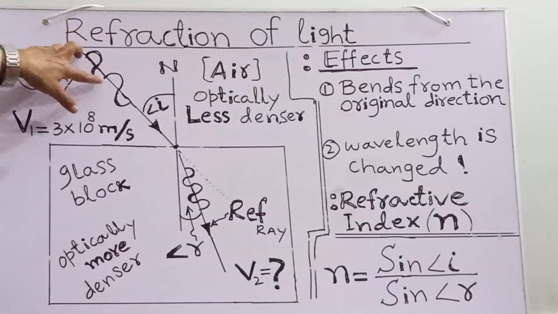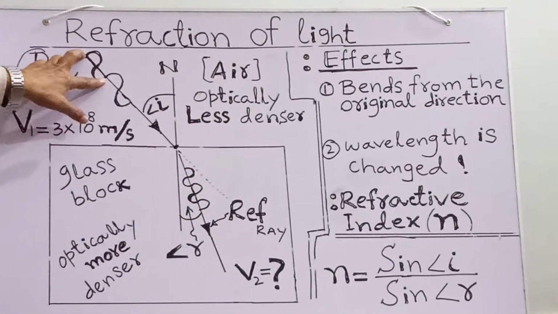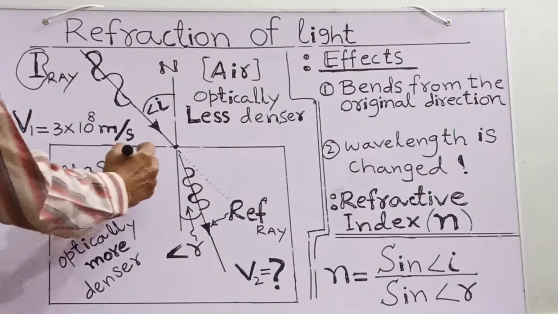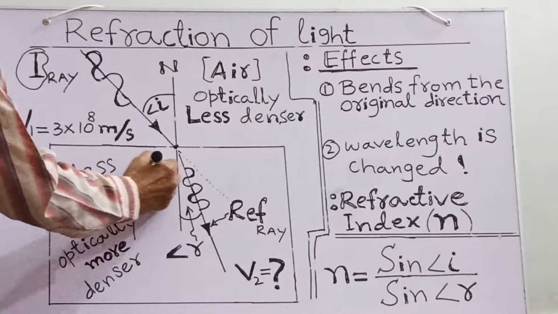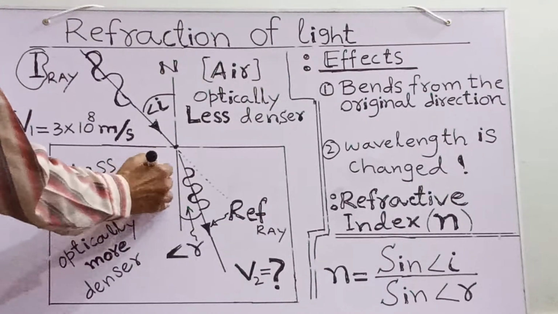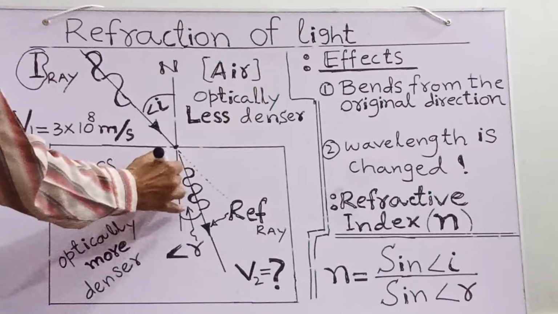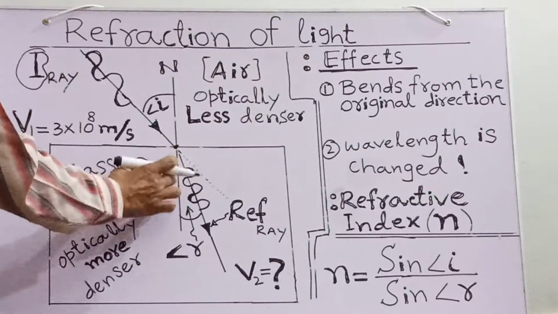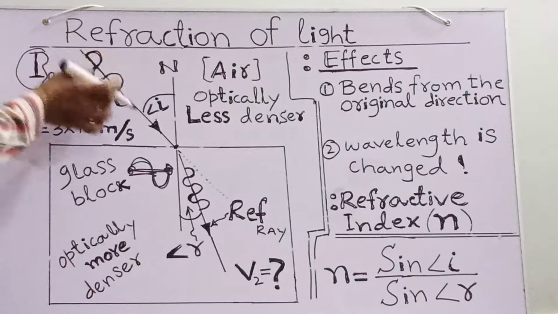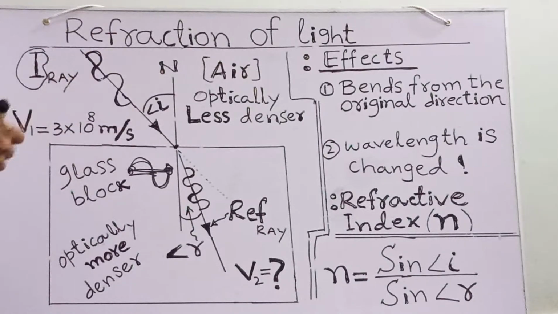Look over here. This is the wavelength. Wavelength means length of one wave. Like if I draw the figure, this is the length of the wave from this point to this point. This is the wavelength. Length of one wave.